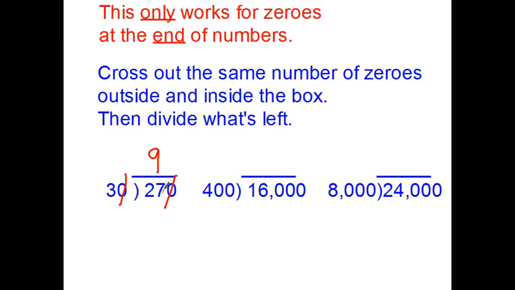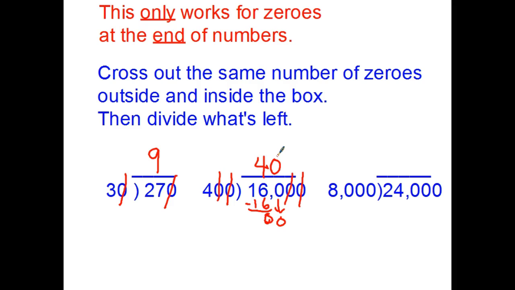Try the next one. The fewest zeros are on the outside, so I'm going to mark them out first. There are 2, so I need to get rid of 2 zeros on the inside. And now I'm left with 160 divided by 4. How many 4s in 16? 4. 4 times 4 is 16, right? So I know when I subtract that, there would be nothing left. If I bring down, I still have a 0 there, right? How many 4s in 0? 0 up there. 4 times 0 is 0.